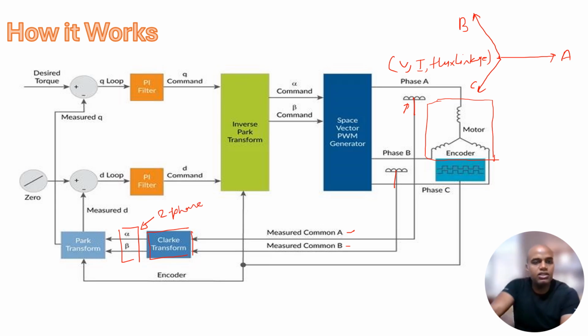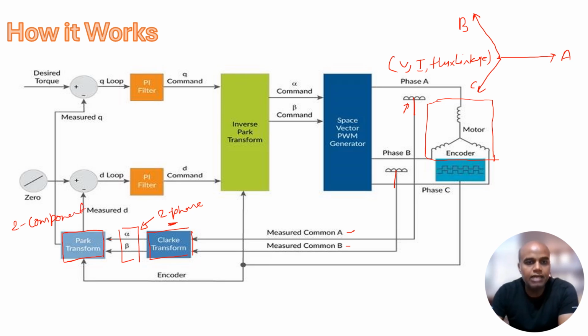So once we have done the Clark's transformation and converted the three-phase into two-phase alpha beta, this two-phase alpha beta is again converted through Park's transformation. This is where the Park transformation is happening. What it does is convert this two-phase stationary frame into a two-component arbitrary rotating frame.